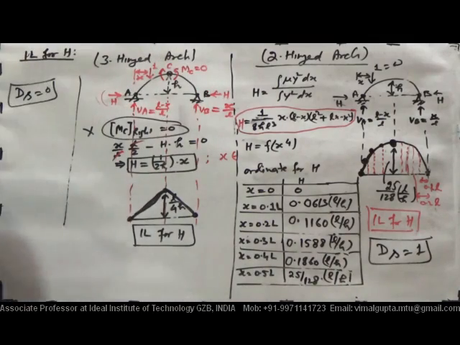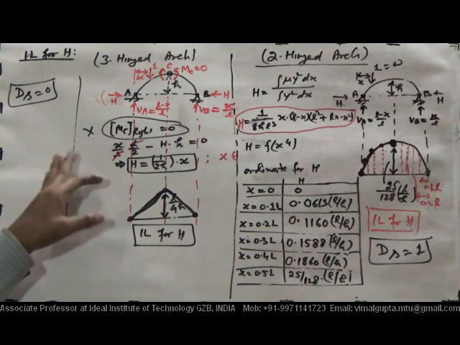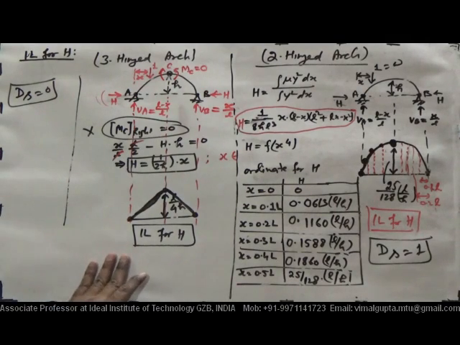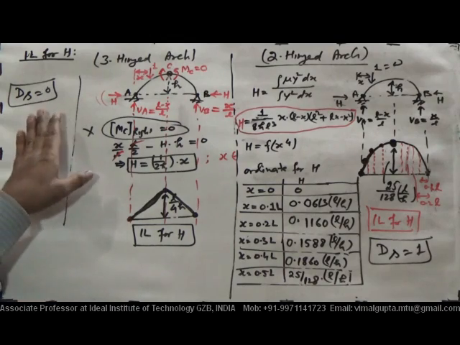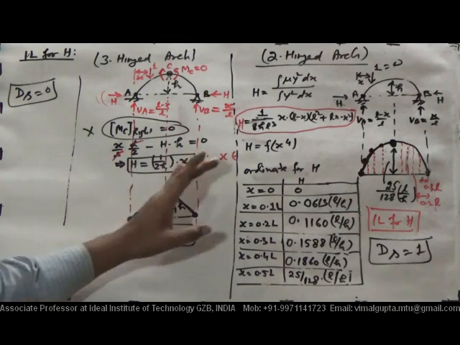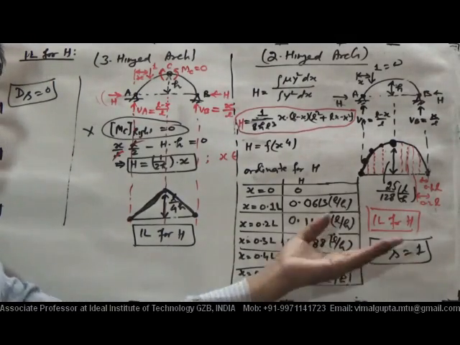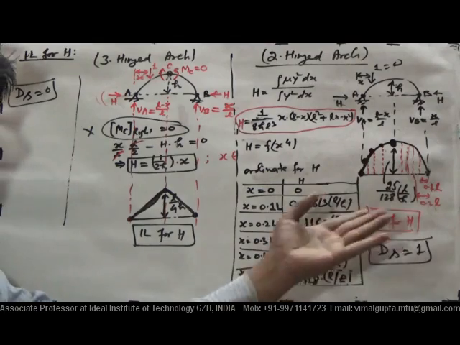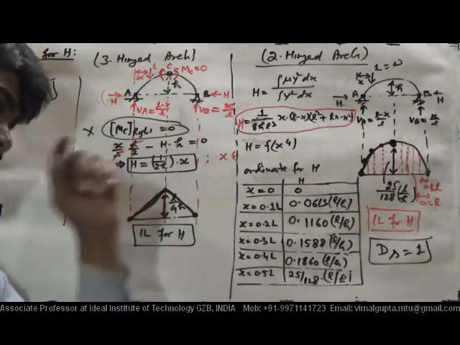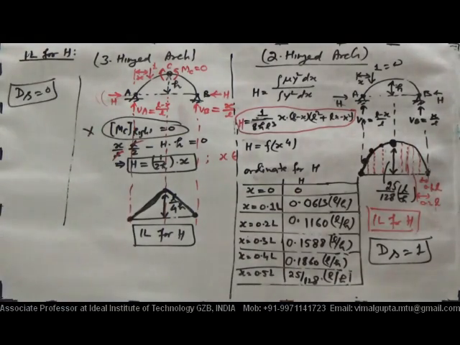The degree of indeterminacy is 1, so it is indeterminate, and the other is determinate. We know very well that the ordinate of the IL for any determinate structure is a straight line, and the ordinate for an indeterminate structure is a curve, and that's why this is shown here. Okay, so this is the first thing, the IL for H.